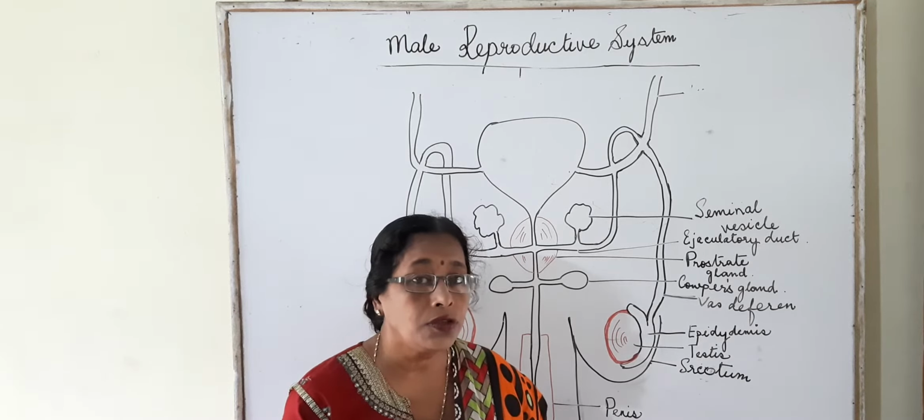The vas deferens is a long duct. From the epididymis, the sperms pass into the vas deferens. It starts from the lower portion of the epididymis, that is from the cauda epididymis. The vas deferens ascends behind the testes and reaches the abdominal cavity. From the abdominal cavity, it reaches the pelvis. In the pelvis, it joins the duct from the seminal vesicle and forms the ejaculatory duct.